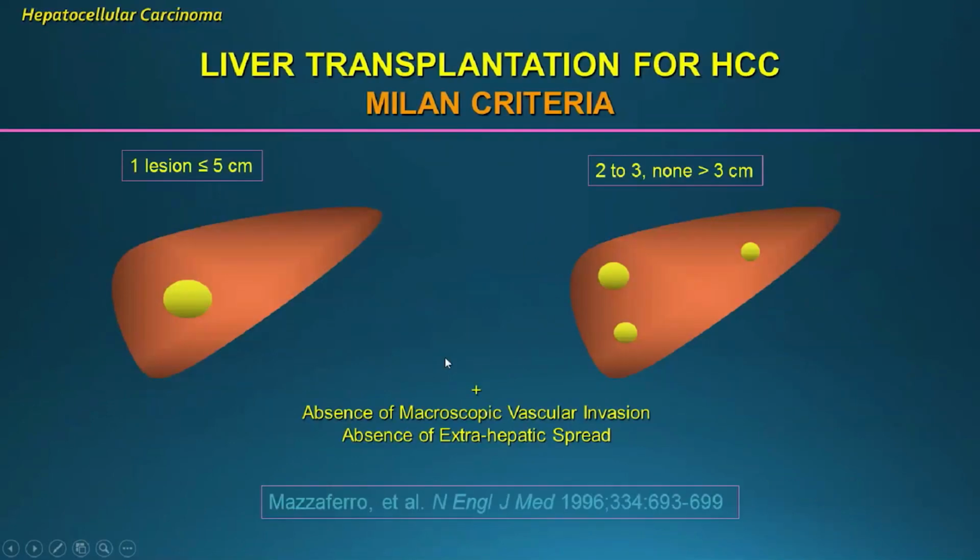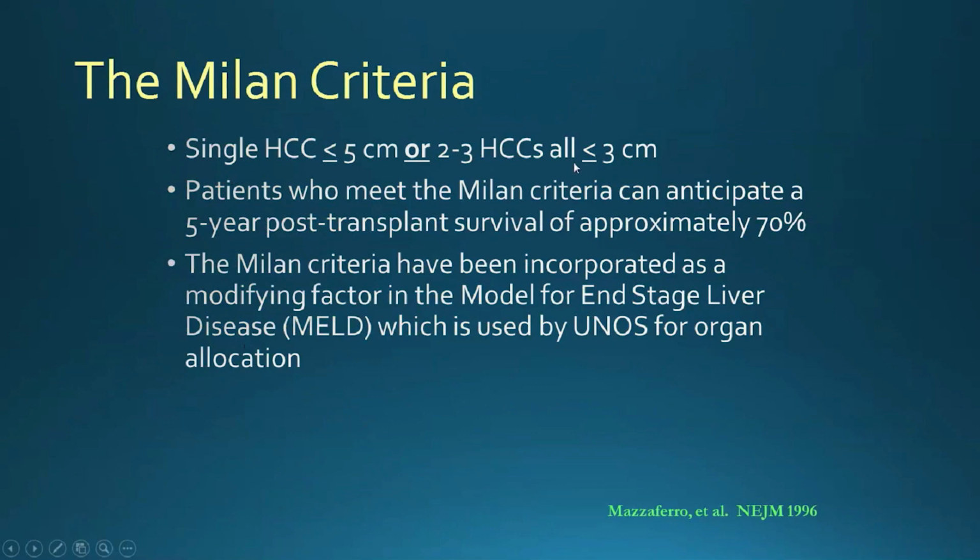The same criteria was checked by Dr. Mazzaferro in Italy, and was published in the New England Journal of Medicine in 1996. They called it Milan criteria: a tumor less than 5 centimeter, as we talked before, or up to 3 tumors, each less than 3 centimeters, in the absence of macroscopic vascular invasion and no extrahepatic spread. These patients do survive about 70% at 5 years.